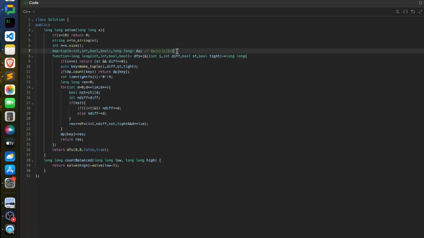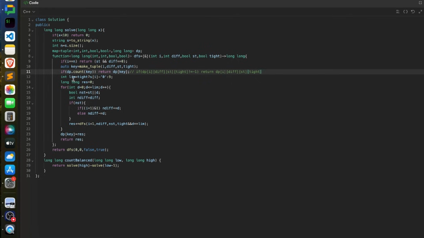So let's say you used some array kind of mechanism, right? Then here you will be checking: if DP of i, diff, started and tight is not equal to -1, then just return that value, right? But here instead of that I have used a map. So if you are using a 4D array mechanism you do DP of this, but for a map, just check if the DP is already calculated or not.